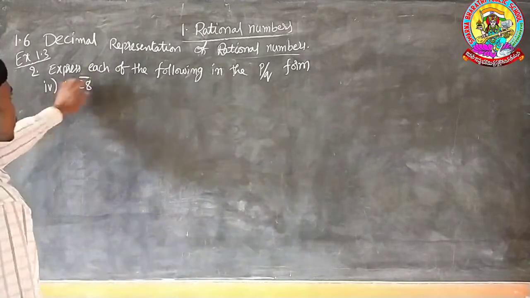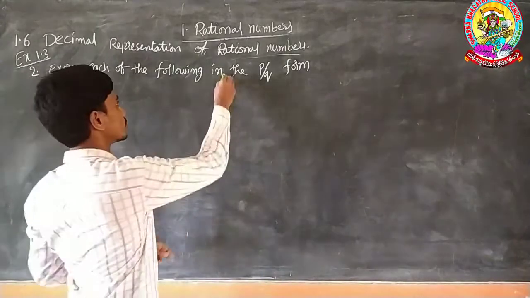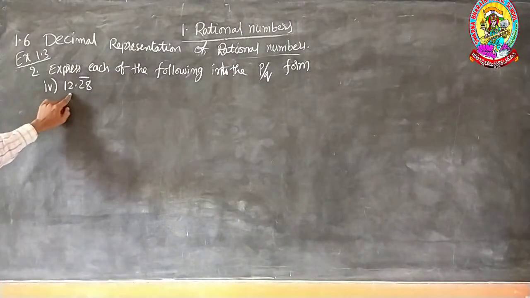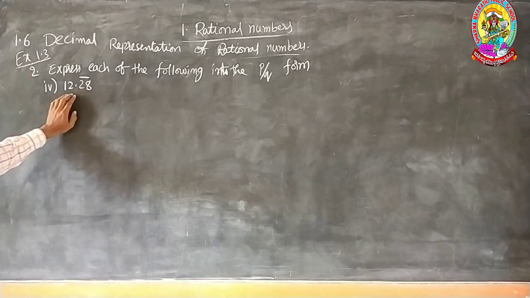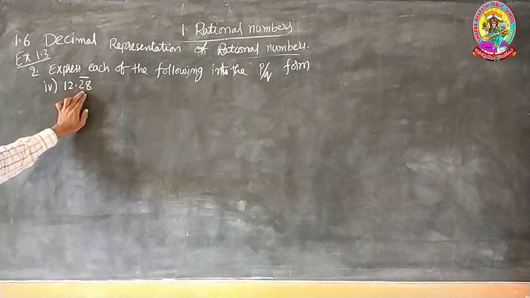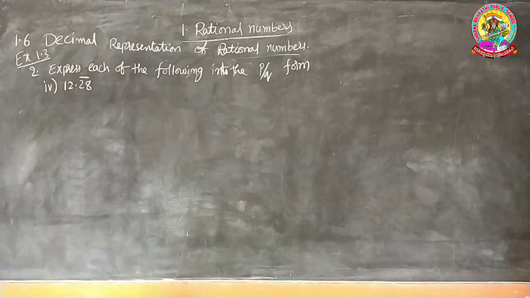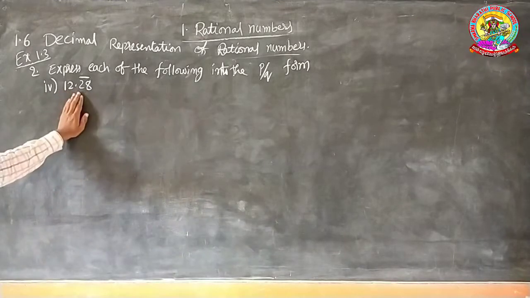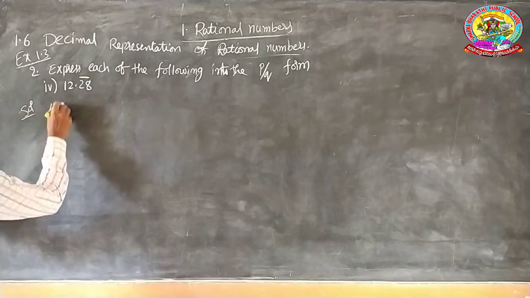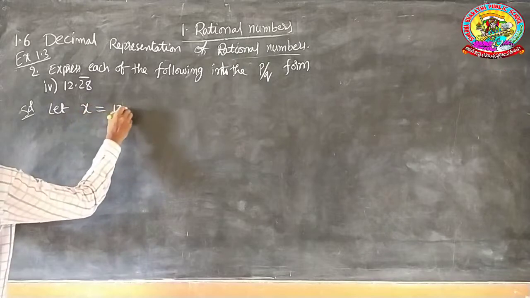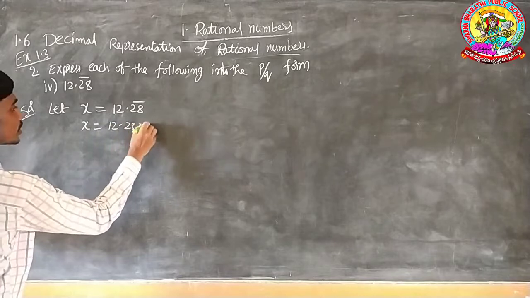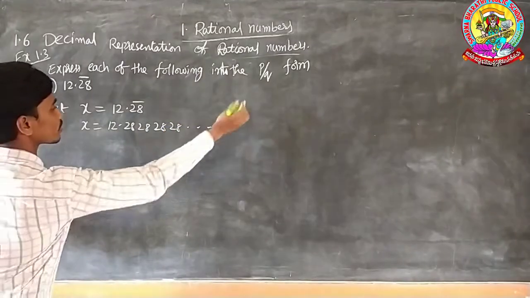So the next question is: express each of the following in the p by q form. Here the question is 12.28 bar. 12.28 bar means this is a non-terminating recurring decimal. So how should we convert this type of decimal into rational form? Solution: let the given number be x, which means x is equal to 12.28, 28, 28, 28 and so on.